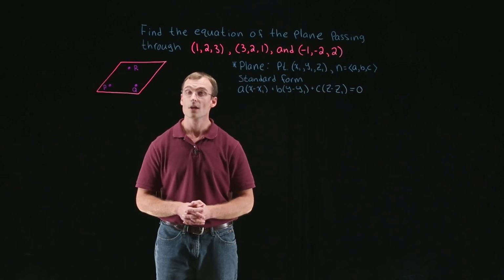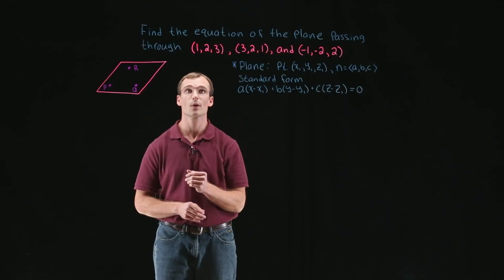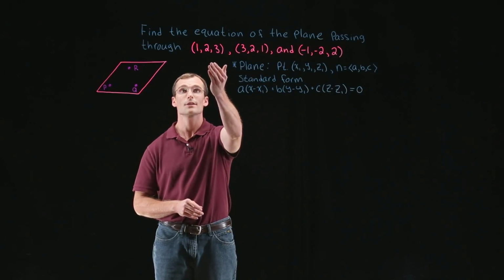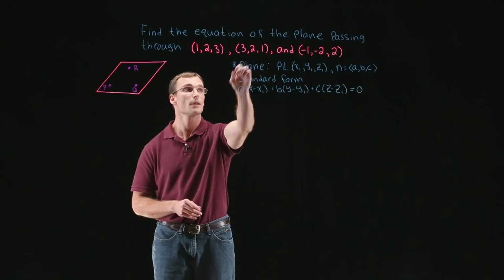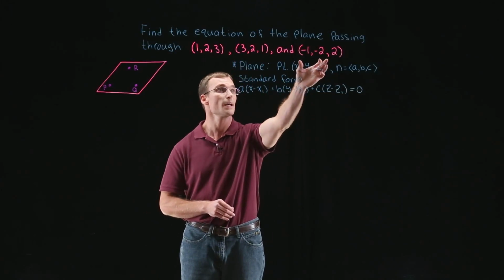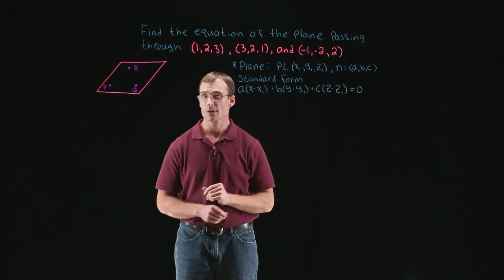Hello everyone, I'm Adam. In this problem, what we want to do is find the equation of the plane that's passing through our 3 points, given here with coordinates, say 1, 2, 3, and the point with coordinate 3, 2, 1, and lastly with coordinates -1, -2, and 2.